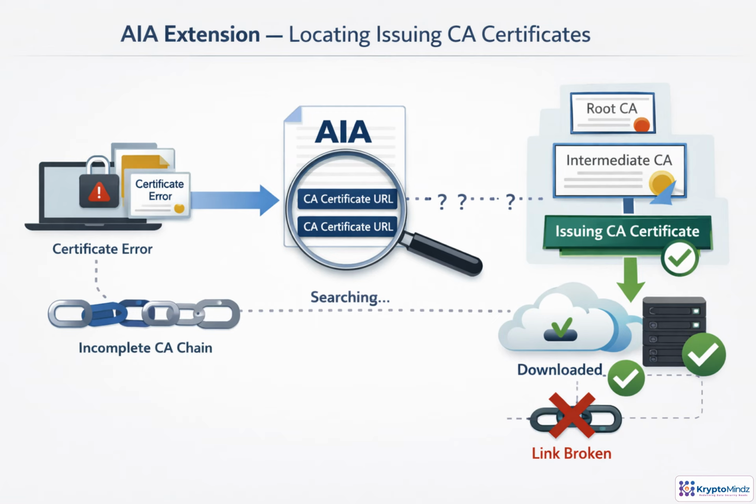When a client only has the server certificate, it still has to find the issuing CA to build a complete chain to a trusted root. The AIA extension is a set of download locations for that missing issuing certificate. During chain building, the client follows those URLs, retrieves the CA certificate, and continues validation. If those URLs are wrong, unavailable, or blocked, the chain can't be completed and the certificate will fail.